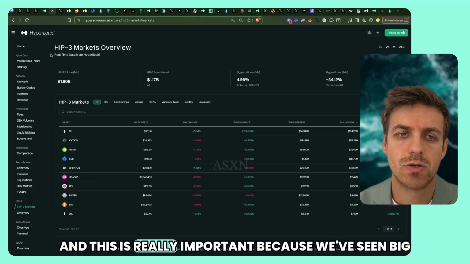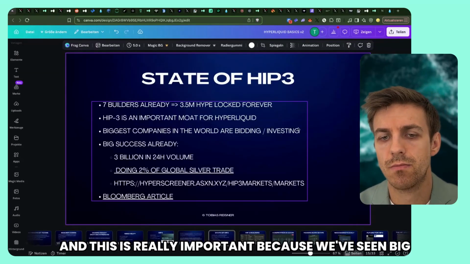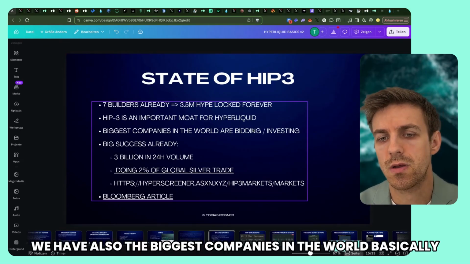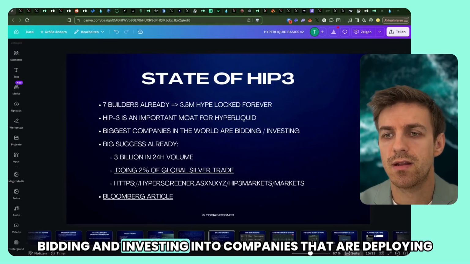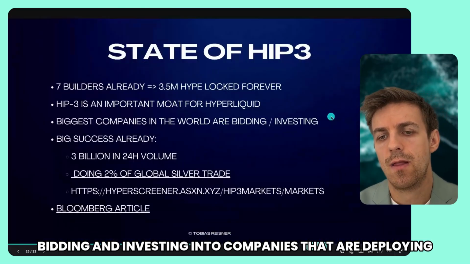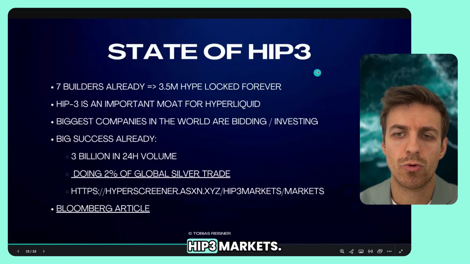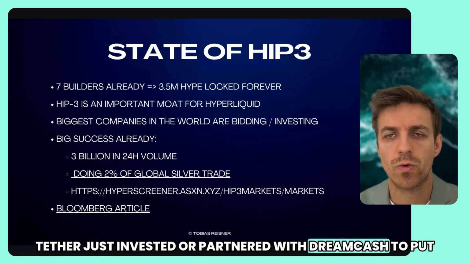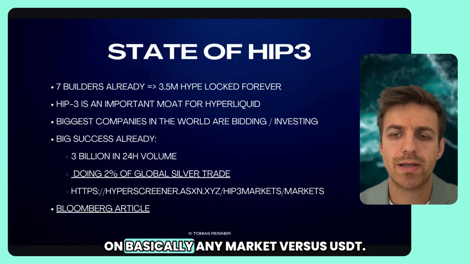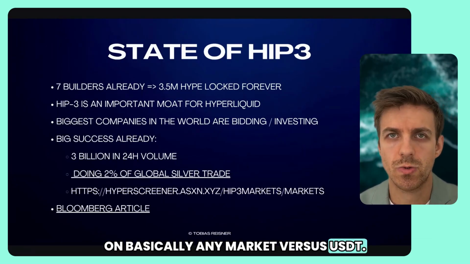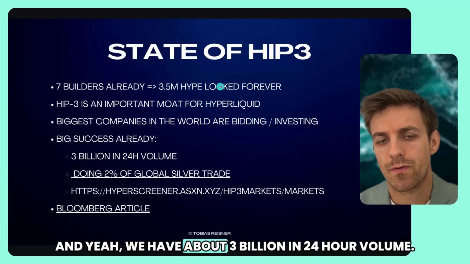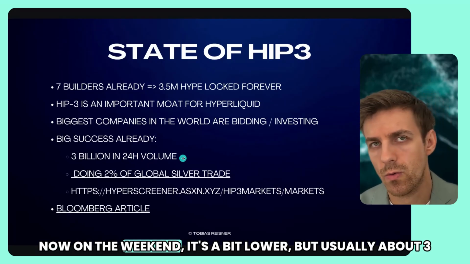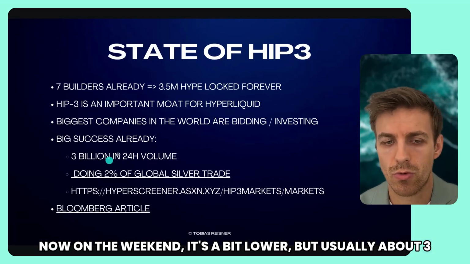And this is really important because we've seen big successes already. We have also the biggest companies in the world basically betting on and investing in companies that are deploying HIP-3 markets. Tether just invested in or partnered with Dreamcash to put on basically any market versus USDT. And we have about 3 billion in 24-hour volume. Now on the weekend it's a bit lower, but usually about 3 billion.